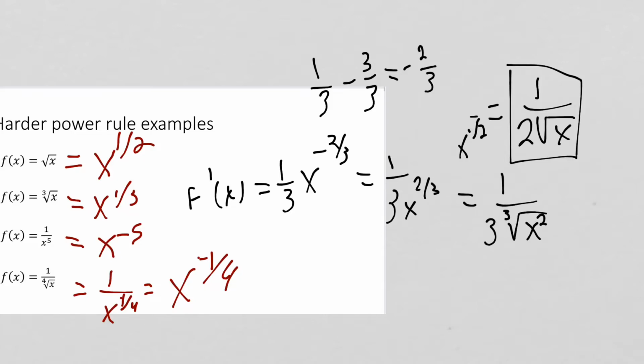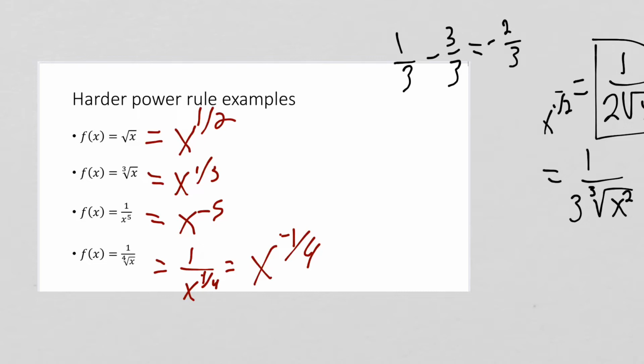We should be able to take a fractional exponent and put it back in radical form. You've got to be able to go both ways, basically, when it comes to that conversion. Okay, so our final derivative is 1 over 3 times the cube root of x squared. Okay, moving on.